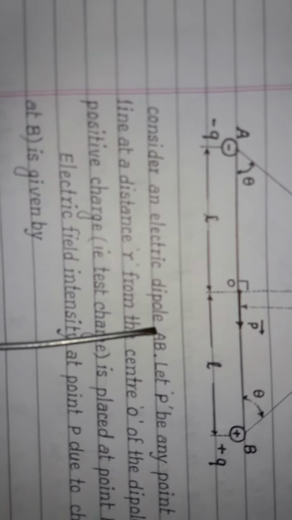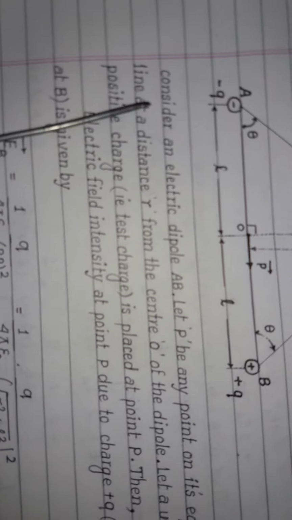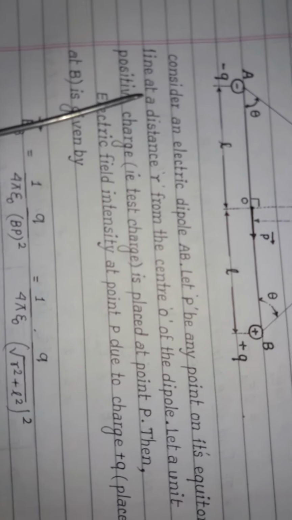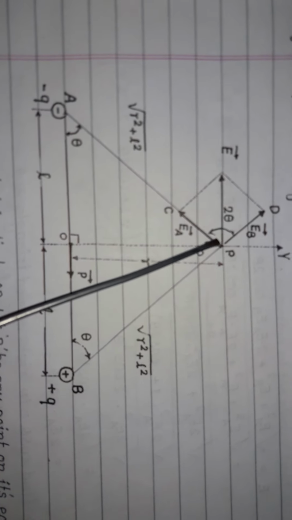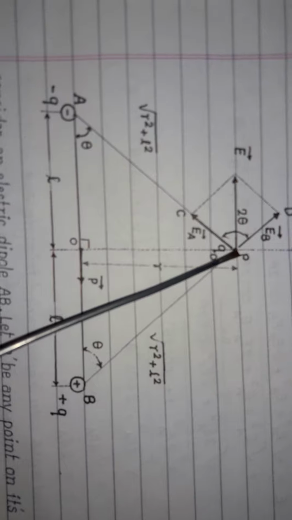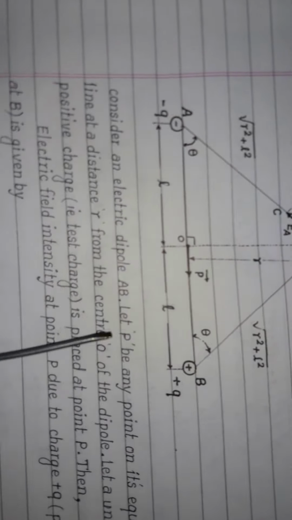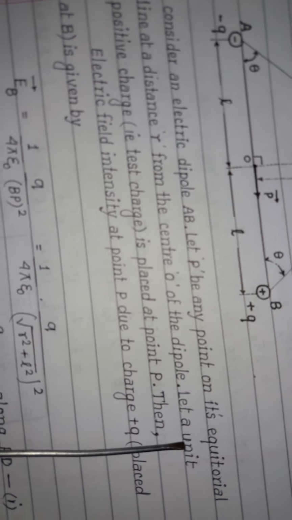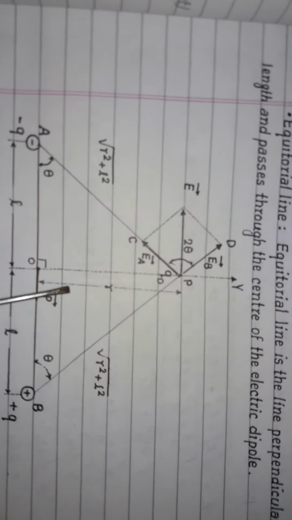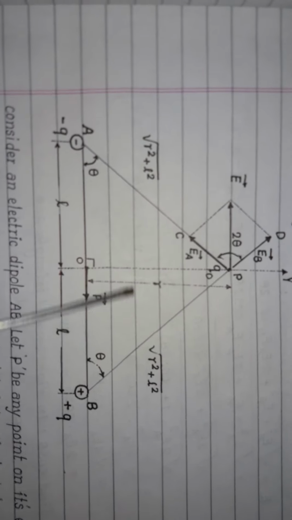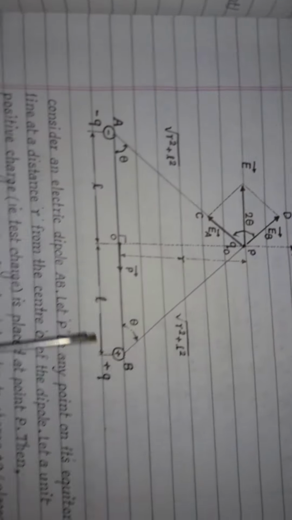Consider an electric dipole AB. See, this is AB, and let P be any point on its equatorial line at a distance r from the center O. This point P, where the electric field intensity has to be calculated, is at a distance r from the center of the dipole. Let a unit positive test charge be placed at point P. So in order to find the total electric field intensity due to both charges at point P on the equatorial line, we will place one unit positive test charge Q naught.